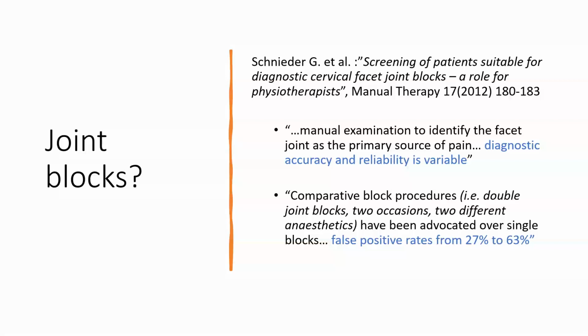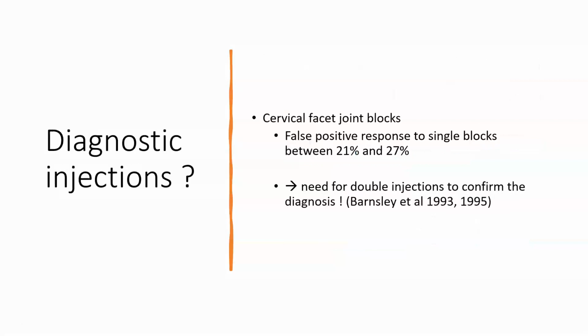And giving anesthetic joint blocks in the facet joints seems to have false positive rates up to 63%. I refer to the lecture on the sacroiliac joint. There you saw some similar numbers. Yeah? The standard was double joint injections. In other studies, they talk about false positive responses up to 27%.